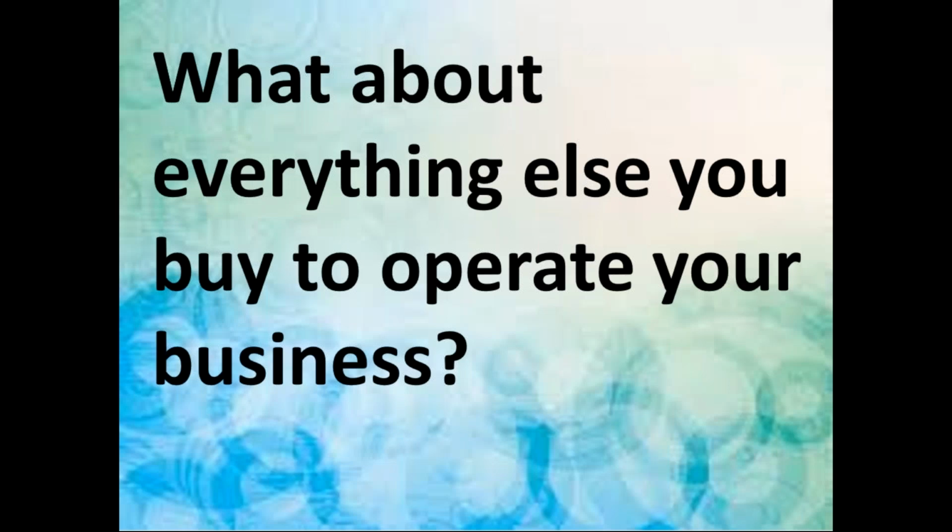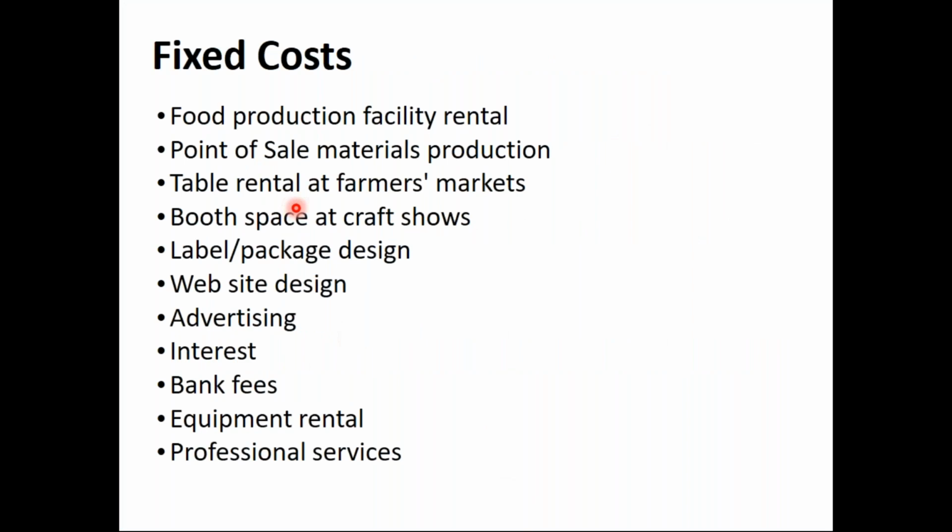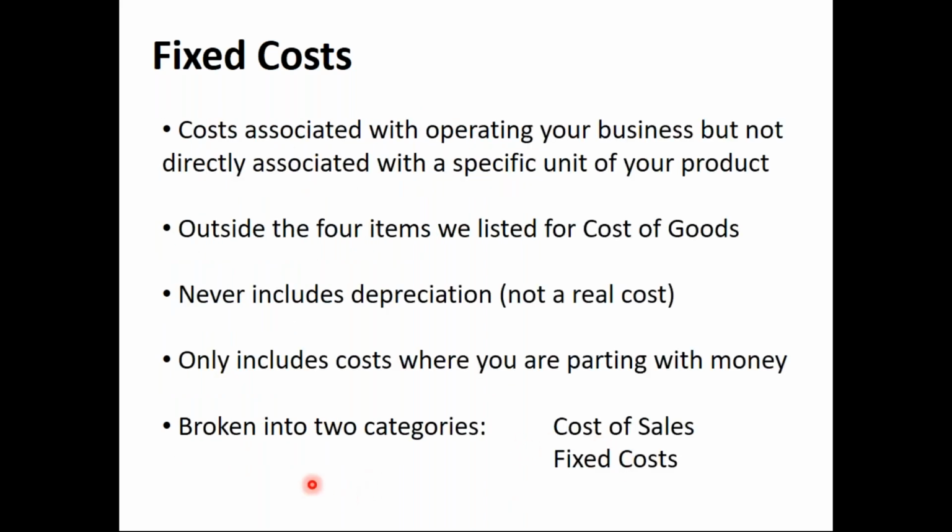And what about everything else? You can have all sorts of other costs that you're going to incur to operate your business. So that'll be your fixed costs. And there's a whole shopping list of all the different things that you're going to incur. So it's everything that you're spending that's not going to be included as part of your cost of goods.